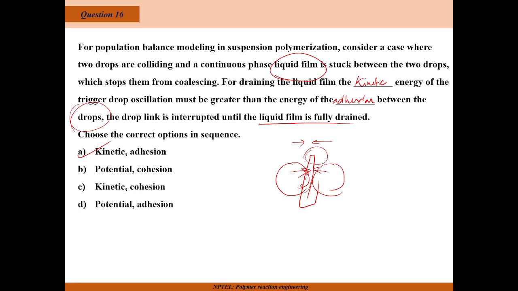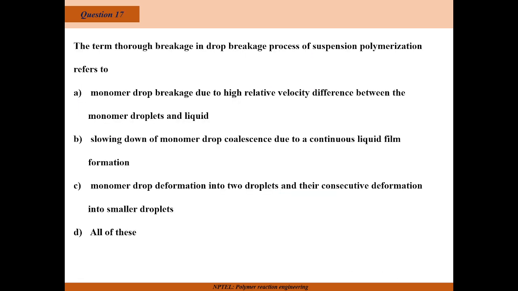Okay, if that is clear, let's move on. The term through breakage in the drop breakage process of suspension polymerization refers to: monomer drop breakage due to high relative velocity difference between monomer droplets and liquid; slowing down of monomer drop coalescence due to continuous film formation; monomer drop deformation into two droplets and their consecutive deformation into smaller droplets; all of the above.